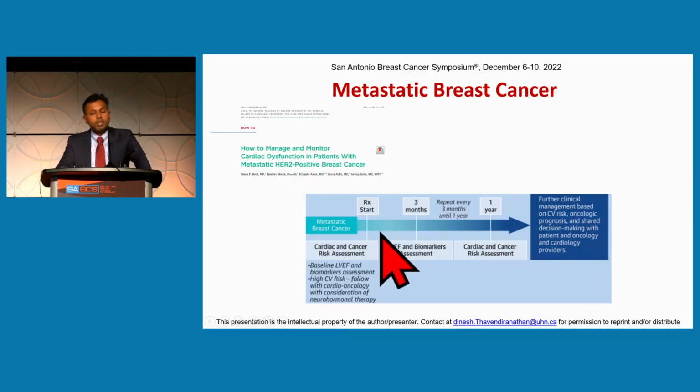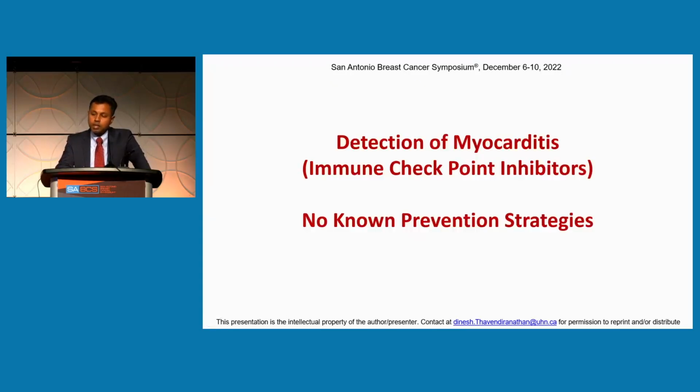Should surveillance be the same? And Dr. Dent showed this slide, and you can see that probably in the first year, these patients should have similar surveillance every 3 months, like patients with early-stage breast cancer. And after a year of stable ventricular function, the frequency of imaging probably can be reduced.